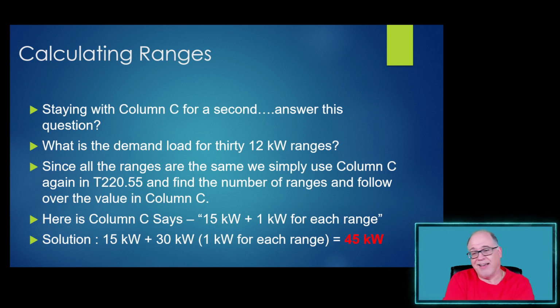Now, check this out. This could have been a multi-story building, right? It could be, let's say, a 30-floor building with an apartment on every floor. You didn't need to get complicated because it's the same way you do it, whether it's a single unit. In this case, there just happens to be 30. And they were all 12 kW ranges. So this is the same thing.